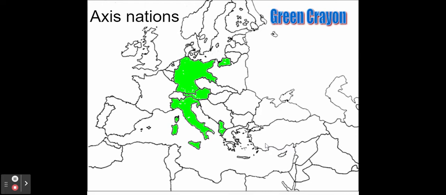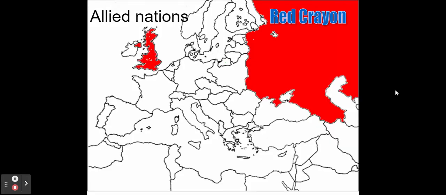Now, using a red crayon, okay, I'm going to use red. We're going to color in our Allied nations, okay? And our two big Allied nations are going to be the Soviet Union and Great Britain.